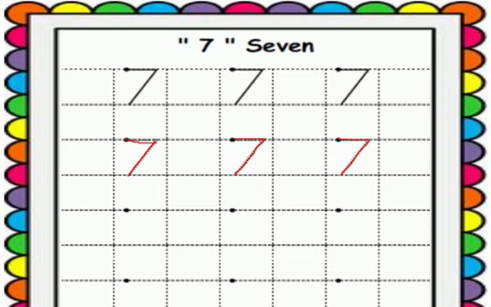Start from the dot, move to the right side, make a sleeping line, then come down, make a slanting line. This is number 7. A sleeping line and a slanting line. Number 7.